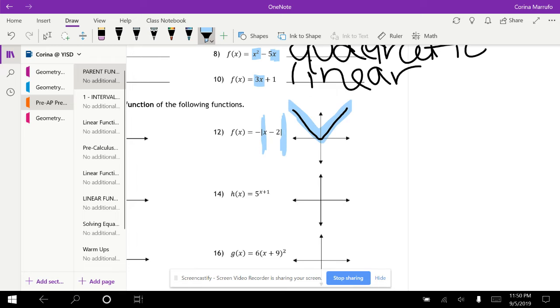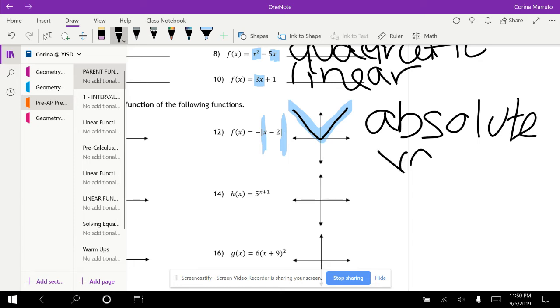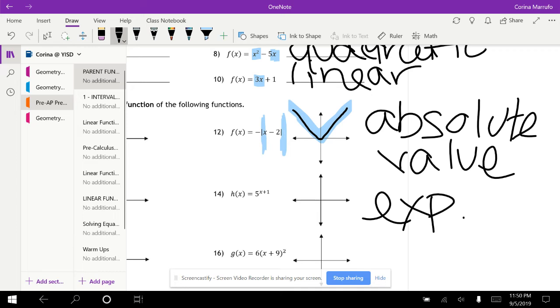All right, the next one is 5 to the x plus 1. Let me write absolute right here. Absolute. The next one is your exponential function. Exponential, EXP. Your exponential functions look something like this. That's because the x is in the exponent. It's 5 to the power of x plus 1. So that's how we know this is exponential.